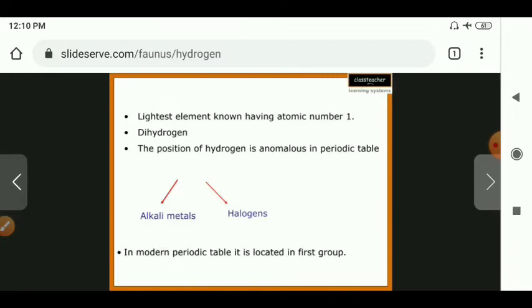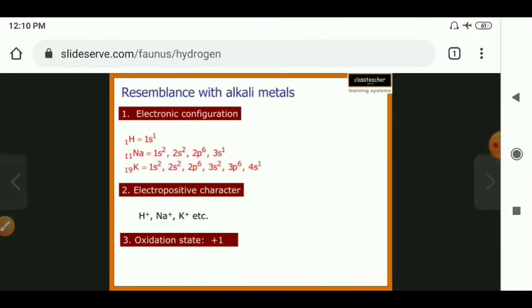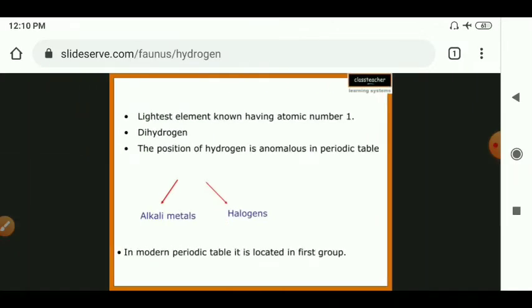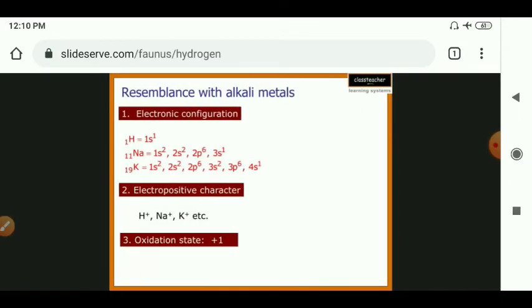But in the modern periodic table, hydrogen is located in the first group. Why is it placed in the first group? So what is the reason? Finally, the position is the first group, the left side of the periodic table. We'll see more about that. As we said, it resembles the properties of alkali metals and also halogens. First, we'll see the alkali metals.